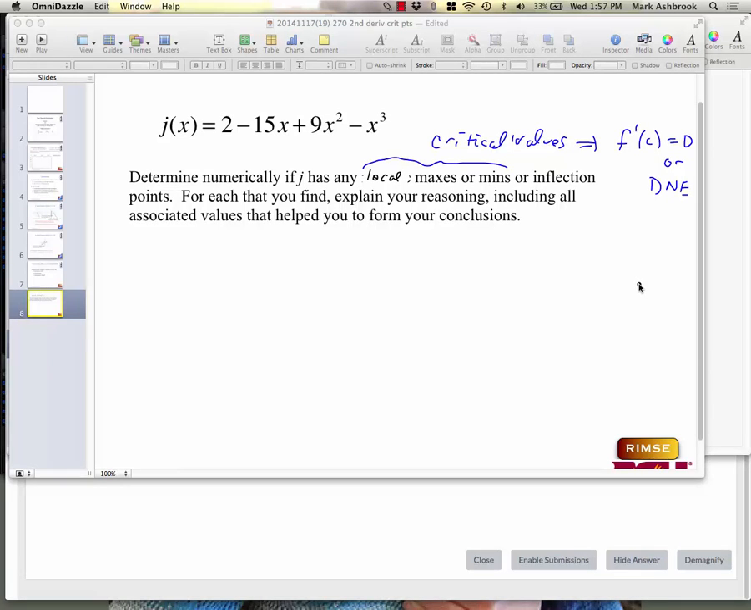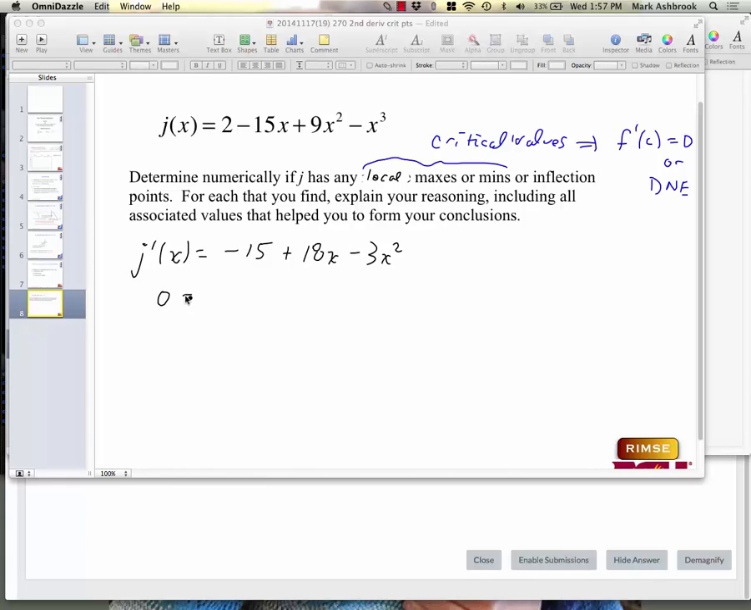So if we need to find local maxes or mins, we know that those occur at critical values. So what are we going to do? Yeah, we're going to take the derivative. So we're going to take j prime of x. Hopefully it's an easy one. We get negative 3x squared plus 18x minus 15. And we're looking for local max or min, so we're looking for critical points. So what will we do? Yeah, we want values of x that make the derivative 0. Those are critical points, potential local maxes and mins.